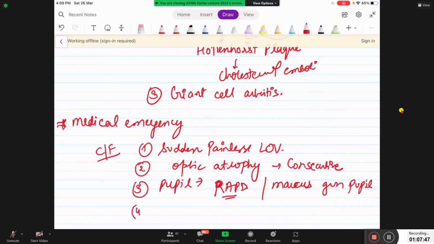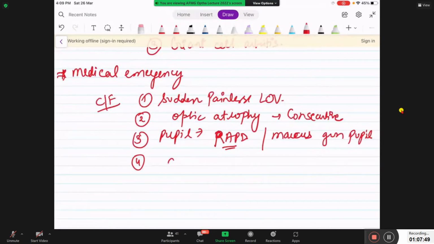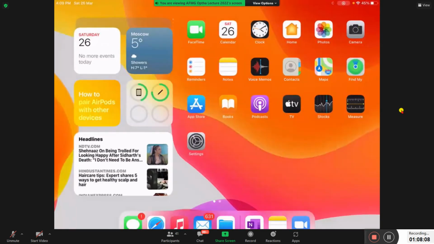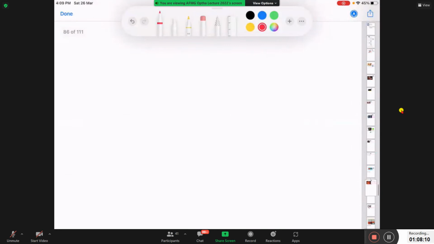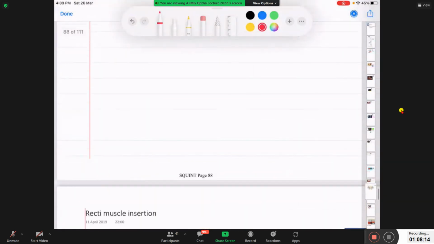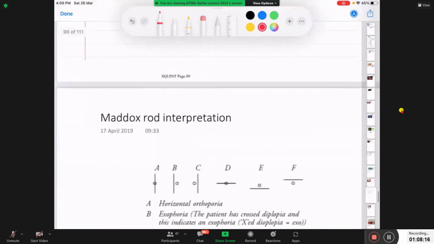Next important finding is that you will see a cherry red spot at the macula. Cherry red spot is seen at the macula. So how does the cherry red spot look? Cherry red spot.